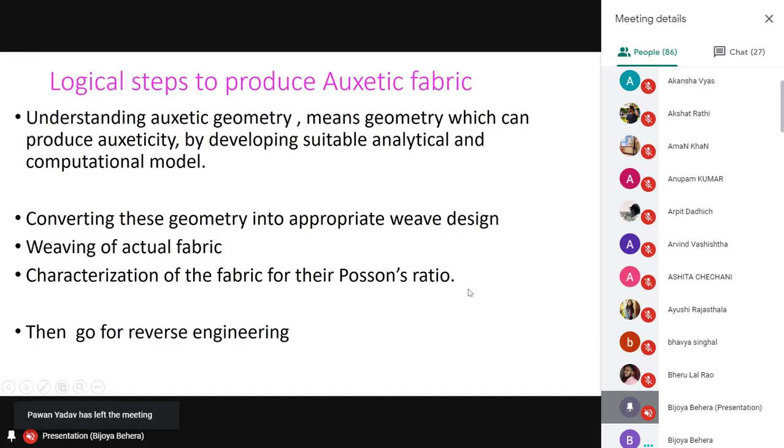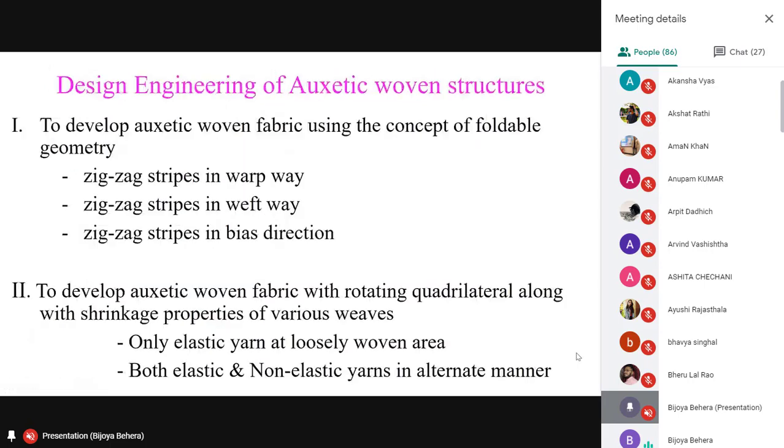So if you understand this process and now you want to produce an engineered fabric, go for reverse engineering. I just told you 4 steps: first, second, third, fourth. If I want to produce an auxetic fabric, go back from this side. And that is what we do. By reverse engineering, you can produce an auxetic fabric of any NPR value, that is, negative Poisson's ratio value.